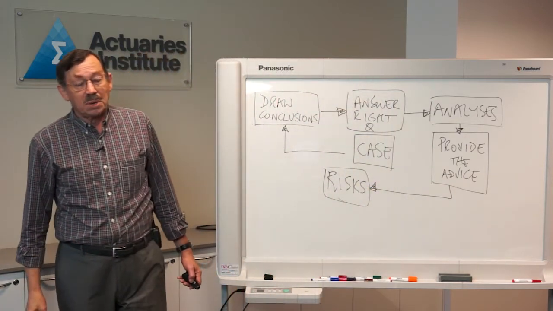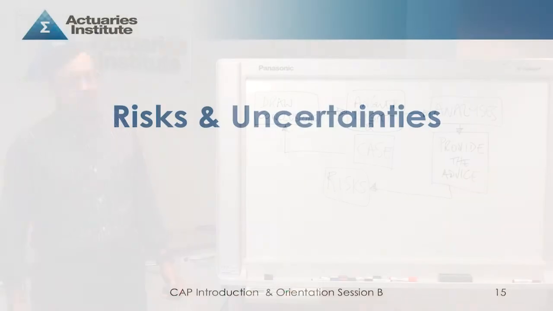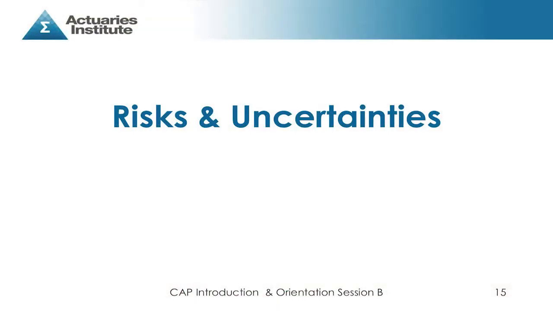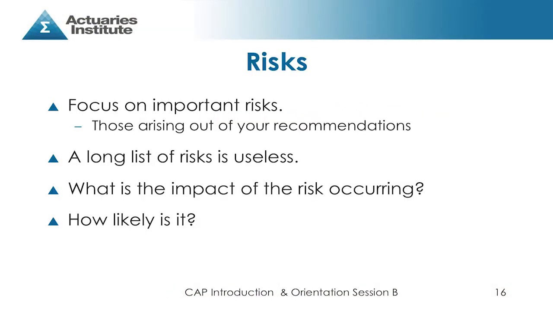as the Code of Conduct makes very clear, we need to talk about risks and uncertainties. Focus only on the important risks, the ones that arise out of your recommendations. If the client adopts your recommendations, what are the key essential risks that follow from those recommendations? Forget about a long list of risks. It just annoys examiners and it annoys clients unbelievably.